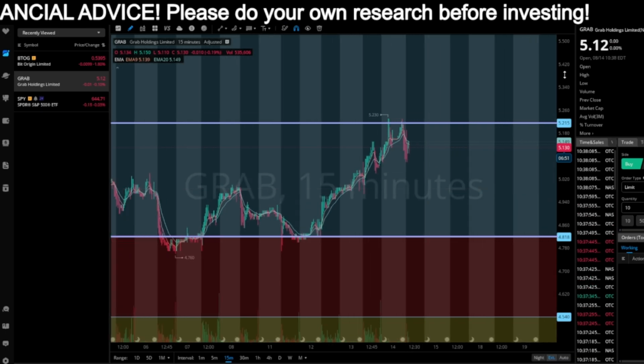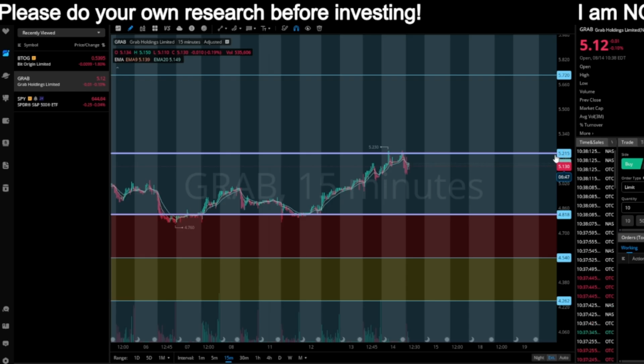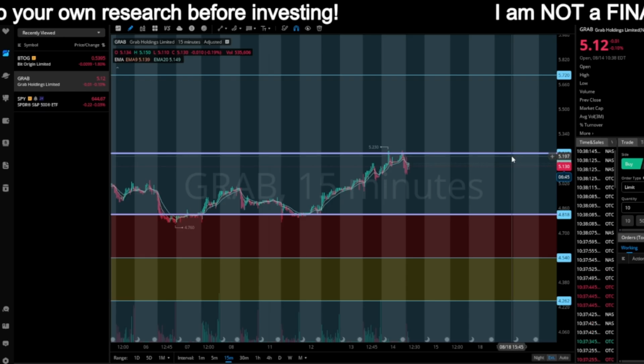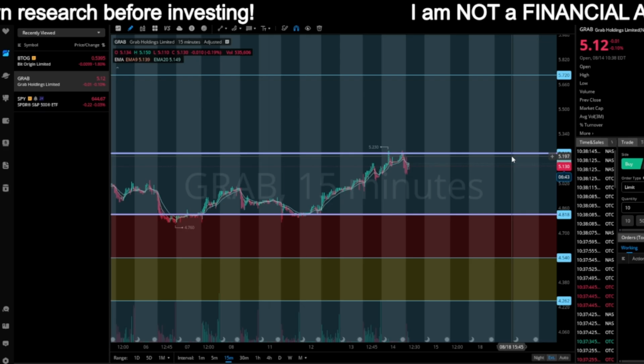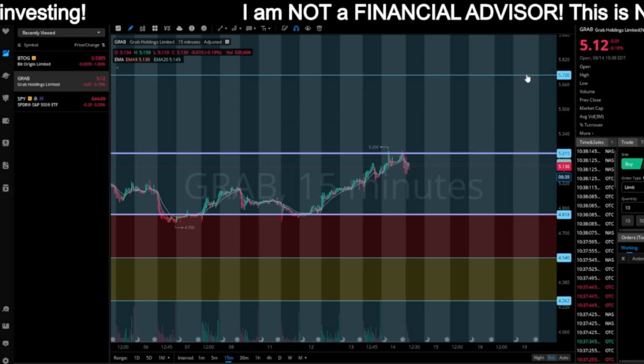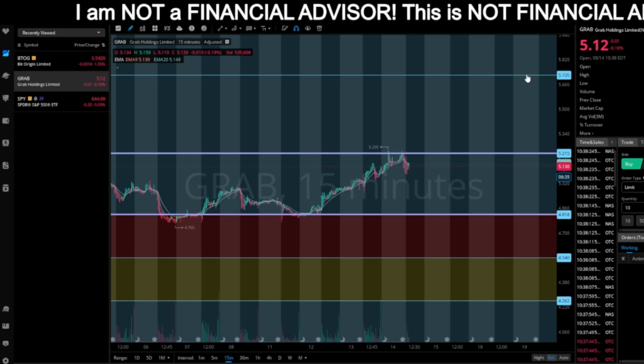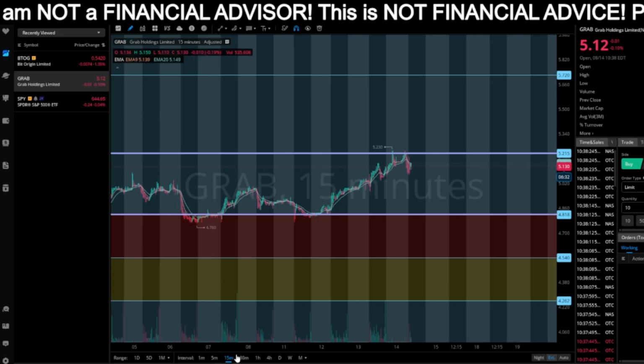Now, if it breaks 5.23 or 5.21, and it does create it as a support line instead of a resistance, so it retests it and it doesn't break through again, you could ride it up to the next fib level of 5.72. So again, the fib levels can create some really good levels for entering and exiting positions.